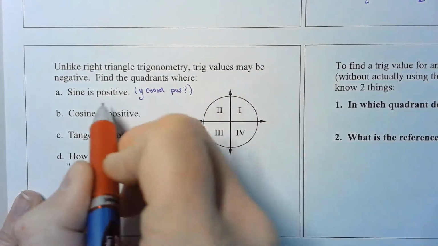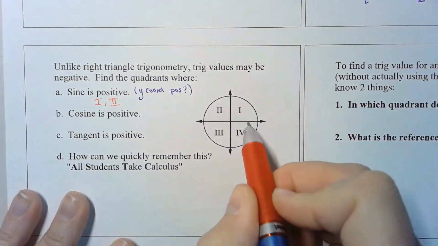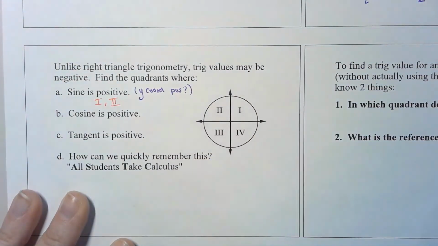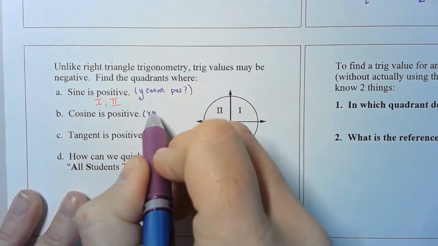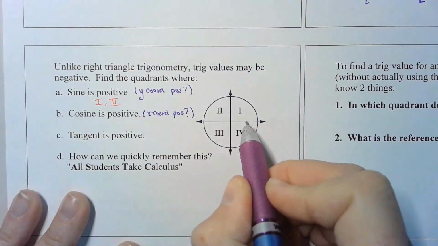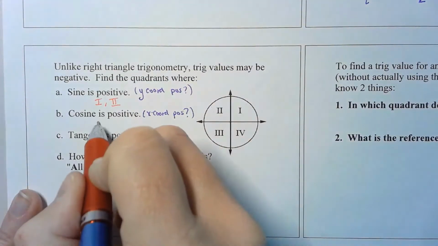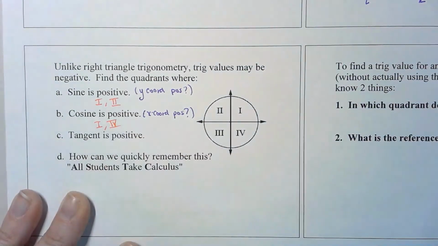Well, that's going to happen in quadrants 1 and 2, right? I go over and up, or I go over and up. What about cosine being positive? If cosine is positive, that means the x coordinate is positive. That means I'm going over and then up or down. So that puts me in 1 or 4.